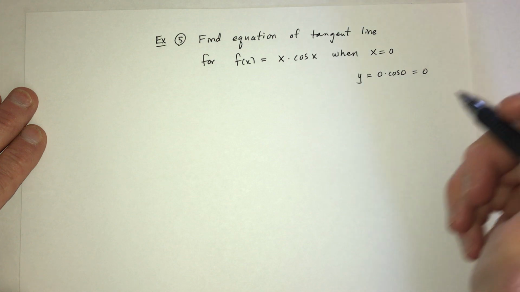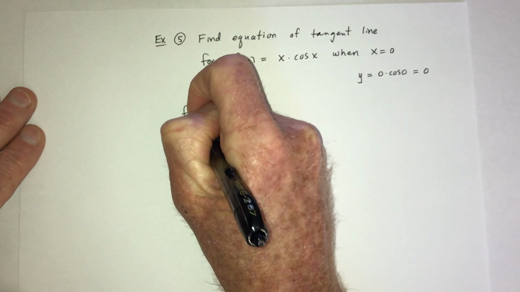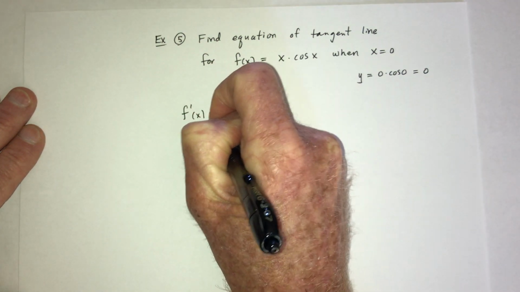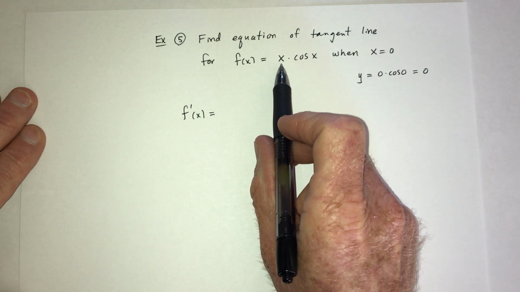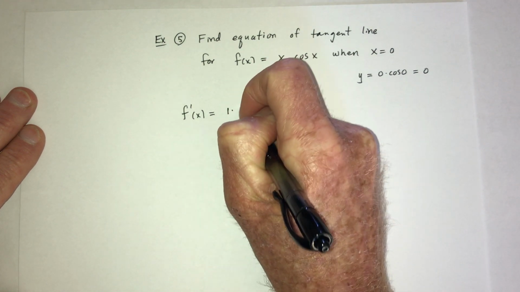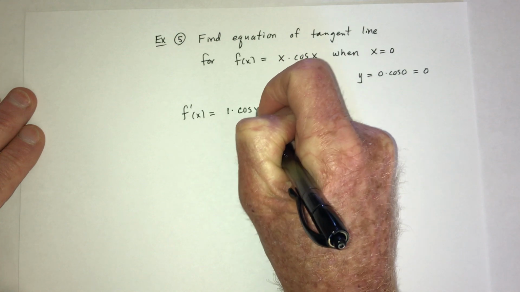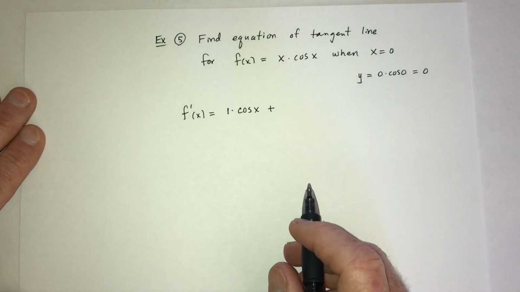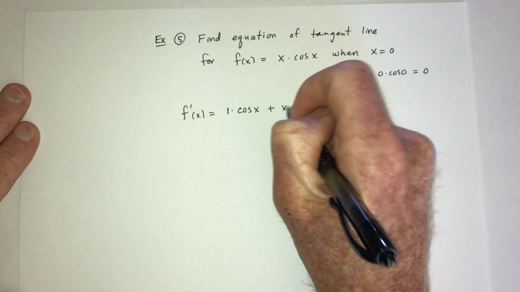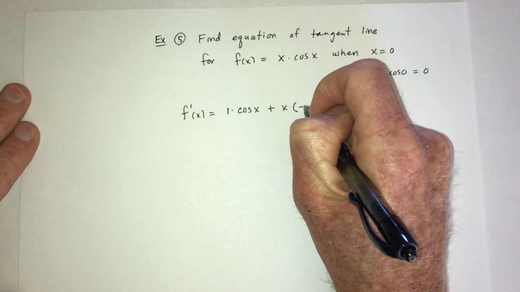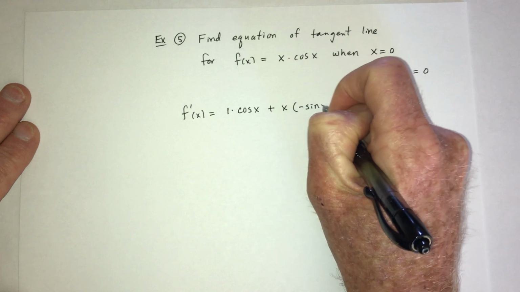Now I need the slope. So for that, find the derivative. And in order to find the derivative, do the product rule. The derivative of x is 1, and then cosine just stays there. Then the product rule goes plus, leave the x alone, and take the derivative of cosine, which is negative sine of x.